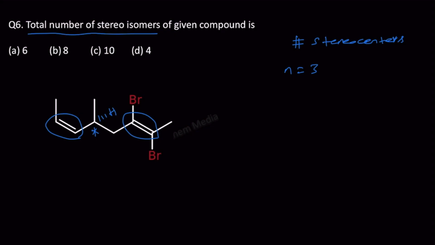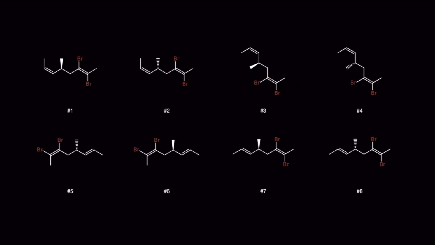Number of stereoisomers is equal to 2 to the power n, where n is the number of stereocenters. So therefore, 2 to the power 3, and that is equal to 8. This means option B is correct. Here I have shown all the stereoisomers that are possible. So when you name it, then you can realize that we have indeed 8 stereoisomers in this molecule. So how do you name this molecule? I will just name one. Maybe the rest of them you can try yourself.